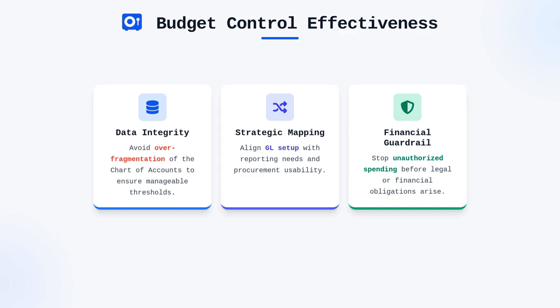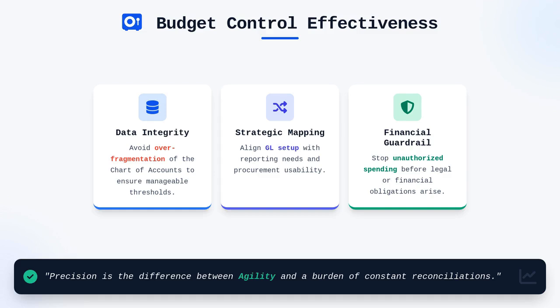By creating a robust mapping between the general ledger setup and your budget control rules, you provide the tools necessary for the platform to stop unauthorized overexpenditure before the organization is legally or financially bound by a contract. Precision here is the difference between an agile, well-managed financial environment and one burdened by constant reconciliations and budget adjustments to cover unapproved spending.